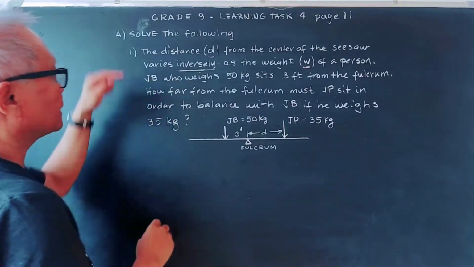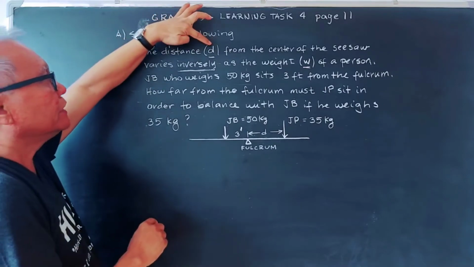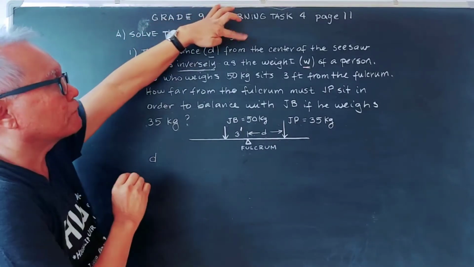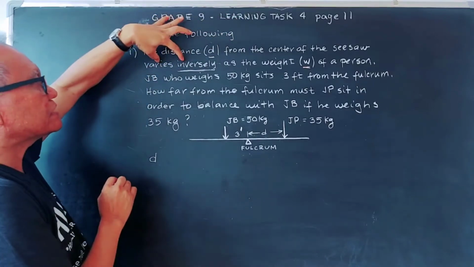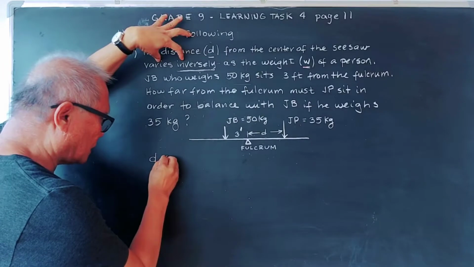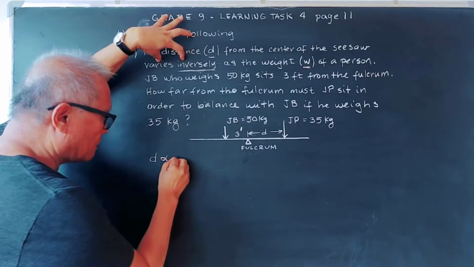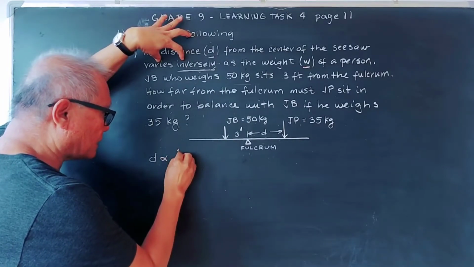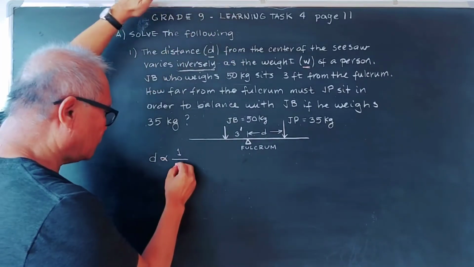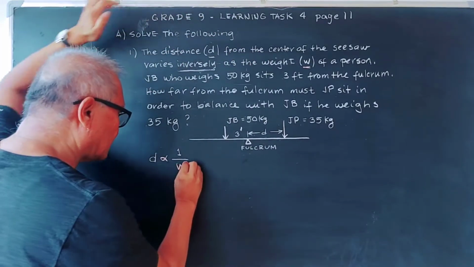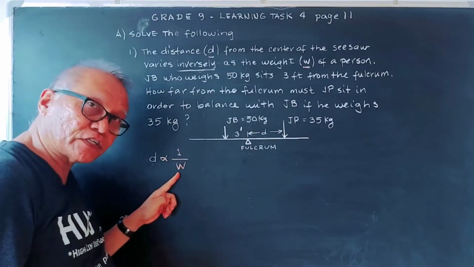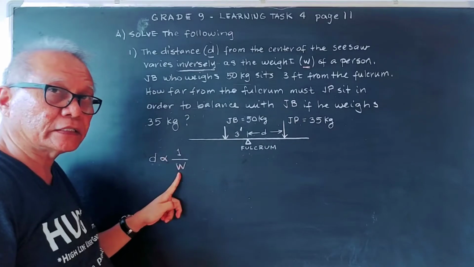Okay, let's do it. D, silagay mo natin D, varies inversely. So, ganito siya in symbol. Varies, pag inversely, nasa ibaba siya. May 1 sa taas at yung weight na W ay nandito. Yan. In symbol, distance varies inversely with the weight.